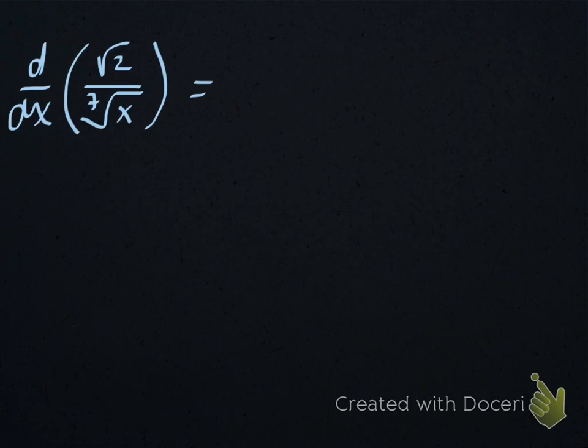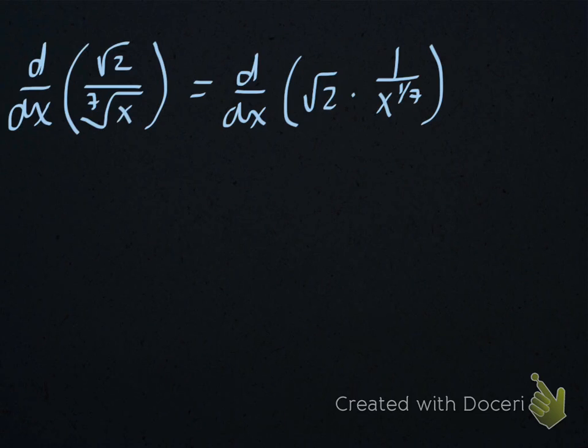So here's a slightly trickier example. I want to take the derivative with respect to x of the square root of 2 divided by the 7th root of x. Now, there are some fancy rules that are still to come involving quotients, but we don't need anything fancy like that. We just have to do a little bit of simplification first, and then we can apply the basic rules we've gotten in section 2.1. So let's do a little algebra and then do some calculus.